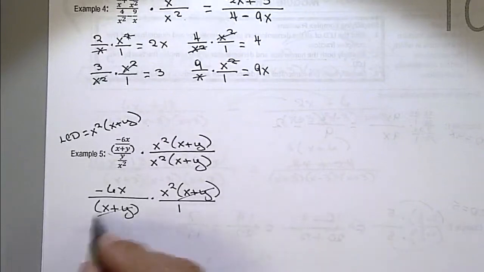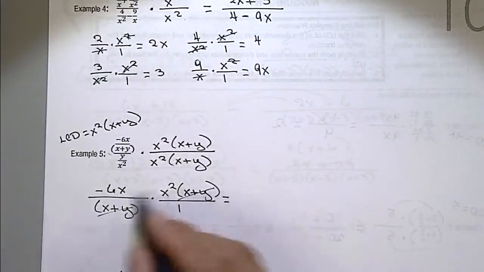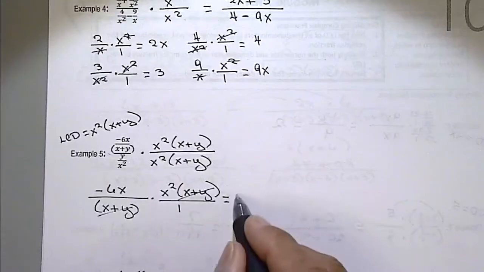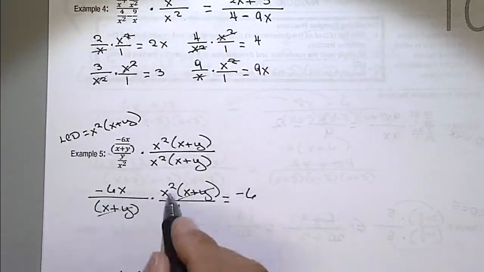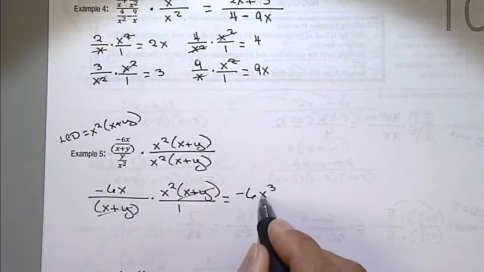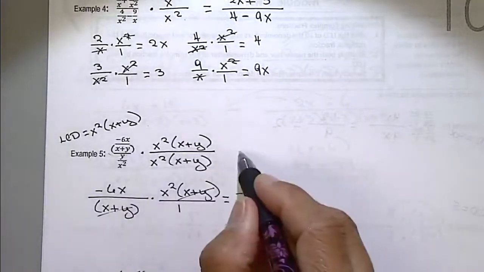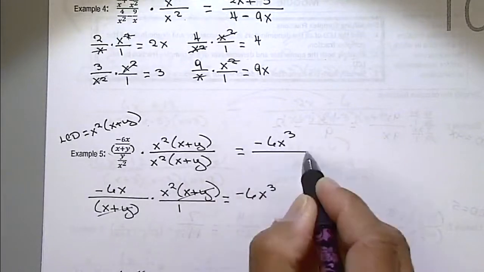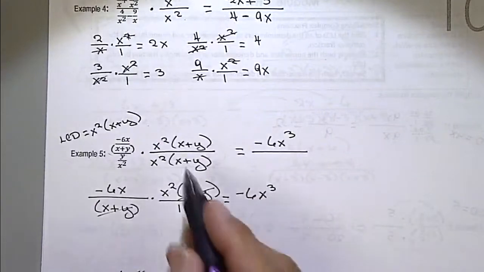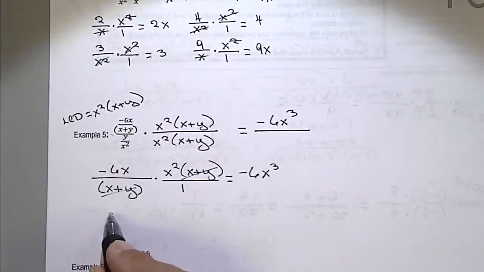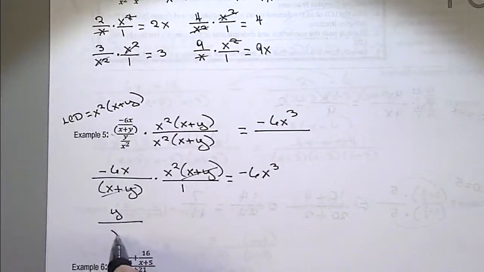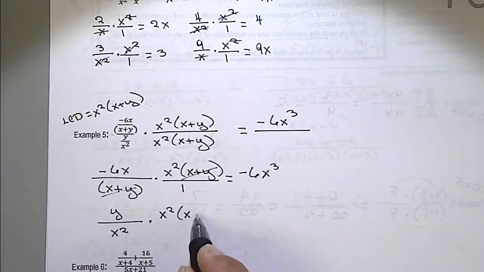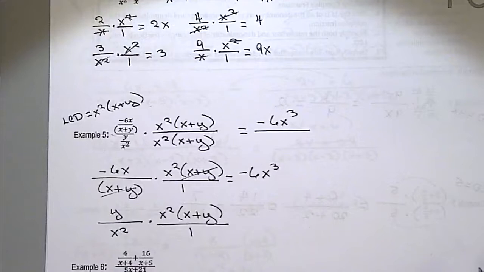And then these become 1s. And what do I have here? Well, I have a negative 6 times 1, so I got a negative 6. X times x squared is x cubed. So this numerator up here became a negative 6x cubed. What about my denominator? Well, I'll write it separately just so I can see it. Y over x squared times, and I multiply it times that same common LCD, right? Putting it over 1 because I'm multiplying it separately.